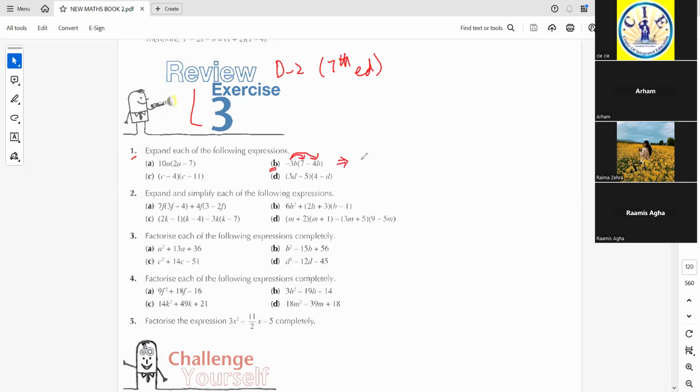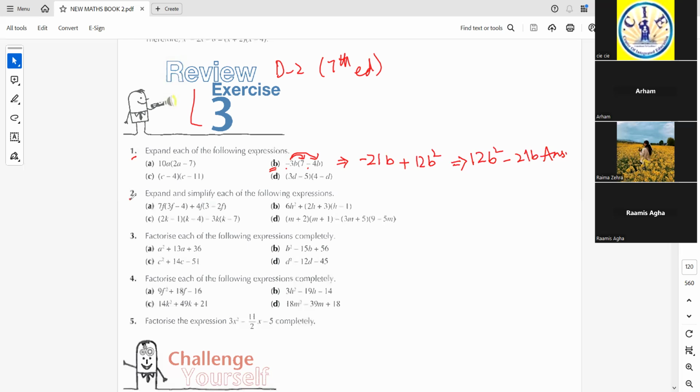So that would give us negative 21b, and then this negative and this negative would be positive, and 3 fours are 12b squared. Then we can arrange them in descending order, though it is not necessary, but we can do it. 12b squared minus 21b. So that can be the answer. In the same way, we can do its remaining parts.